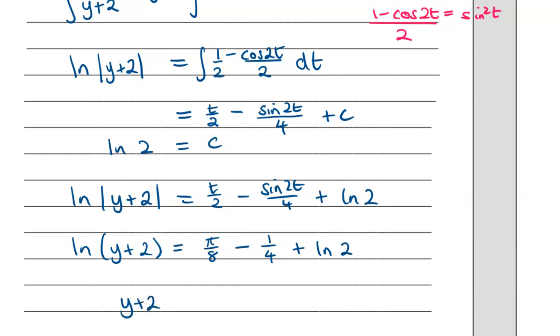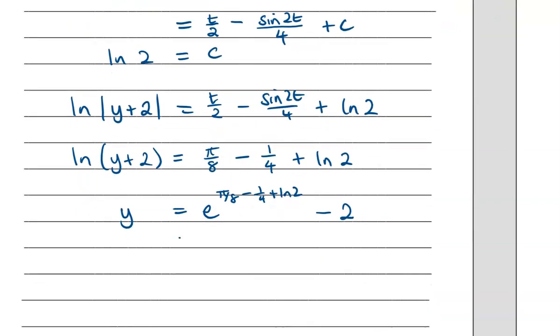So y plus 2 will be equal to e to the pi by 8 minus 1/4 plus ln 2. So y will be all of that minus 2. And the decimal answer did actually get accepted, I think, because that was just so untidy, that one. And that came to 307.307.